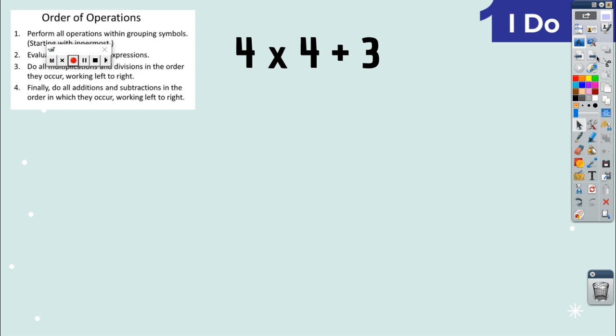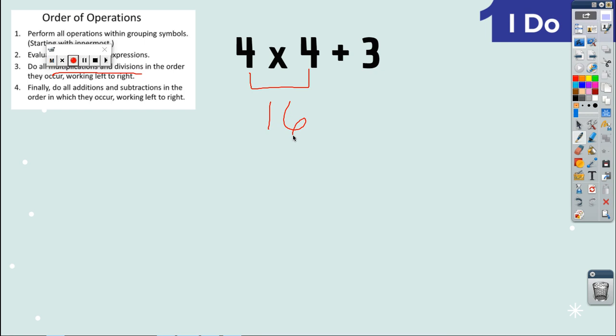So if we look here, we have 4 times 4 plus 3. Remember that step 3 says we have to do multiplication and division first. So we're going to do 4 times 4, which is 16. And then step 4 says do addition. So we add 3. And 16 plus 3 gives us 19. So 4 times 4 plus 3 is equal to 19.